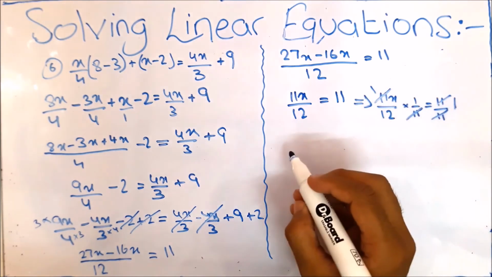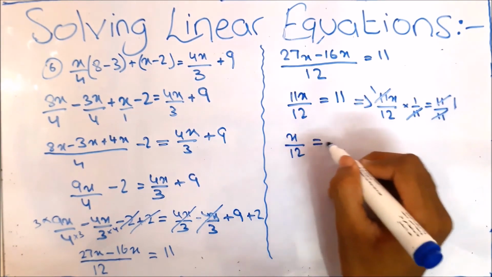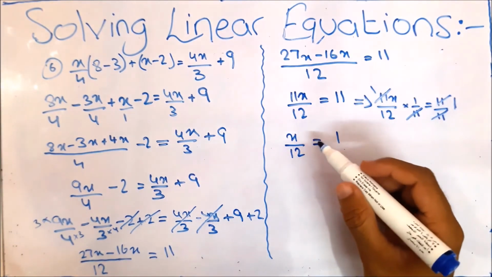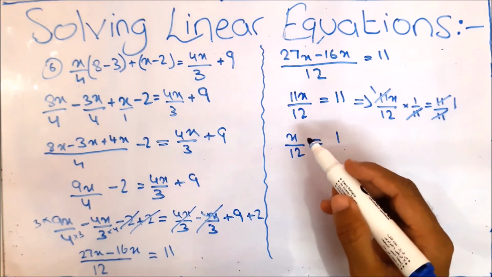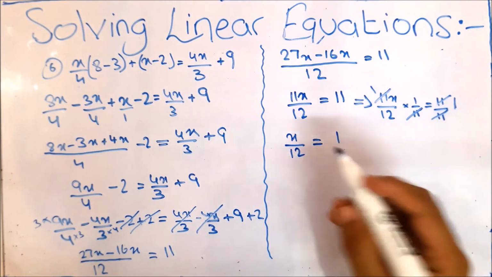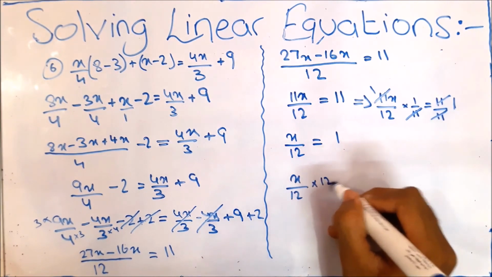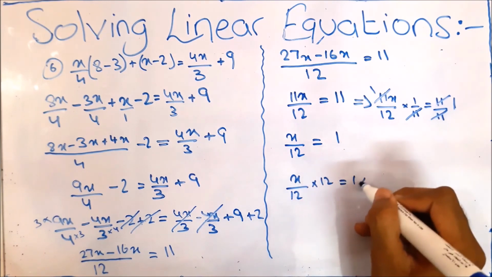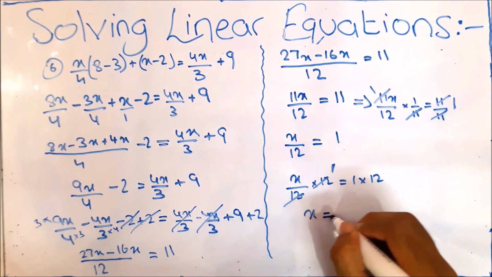So here we are left with x over 12 is equal to 1. So x is being divided by 12. So we multiply by 12 on both sides. x over 12 multiplied by 12 is equal to 1 multiplied by 12. This becomes 1. We are left with x is equal to 12.